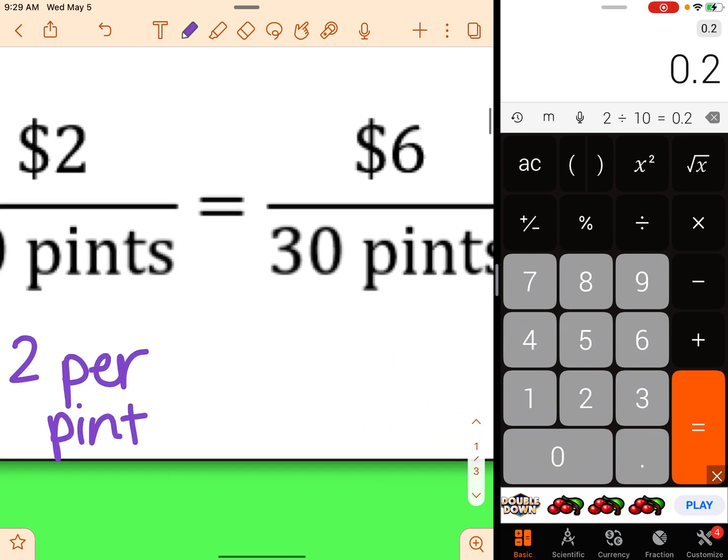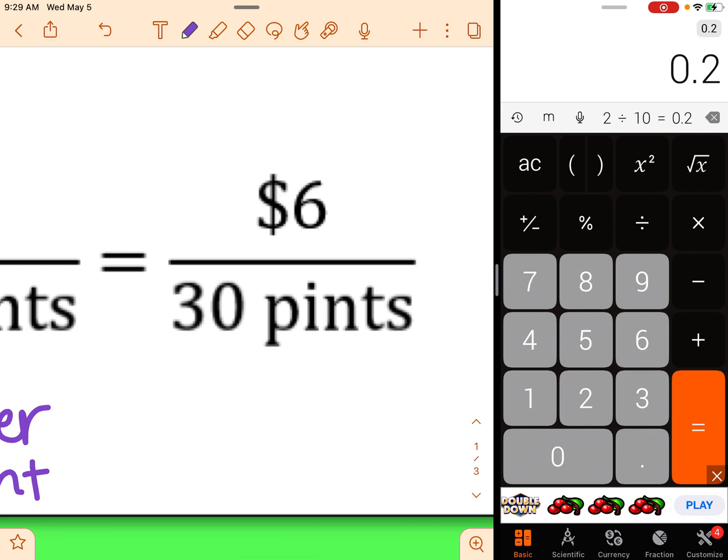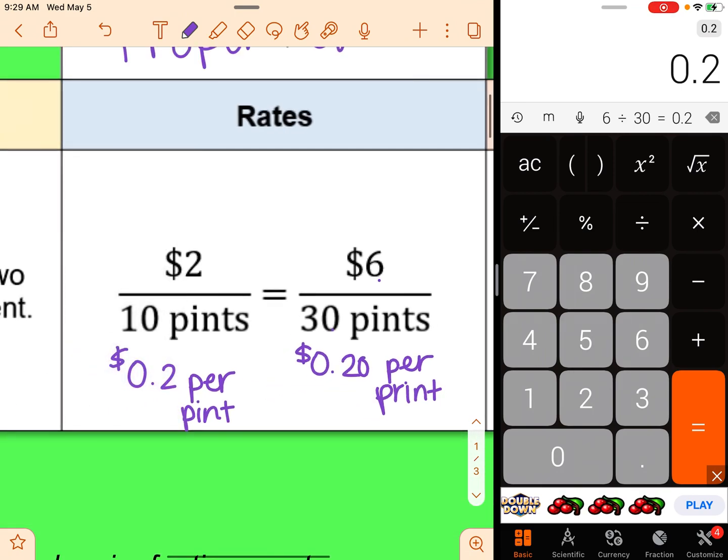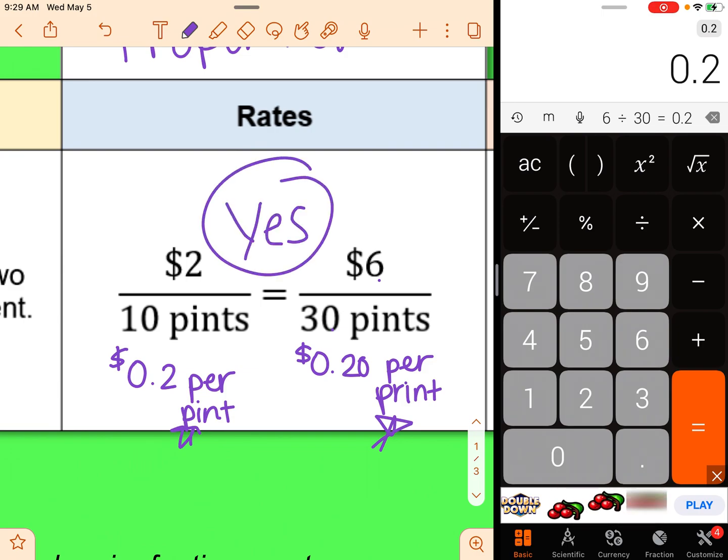Okay, now going over to our second one, we need to take 6 divided by 30 and see if it's the same thing. I got 0.20 cents per pint as well. So since these are the exact same, these are proportional. So you would answer yes, they are the same.